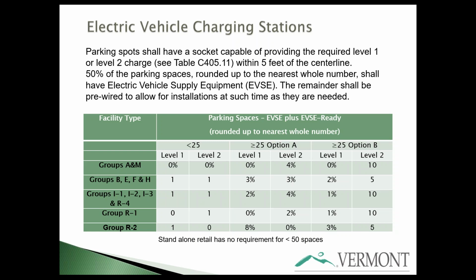So, if for instance, I have an office building, or actually, let's say I've got a hotel or motel, and I've got 100 parking spaces in that hotel or motel. So hotel motel, we go to group R1. We have the option of doing option A or option B.